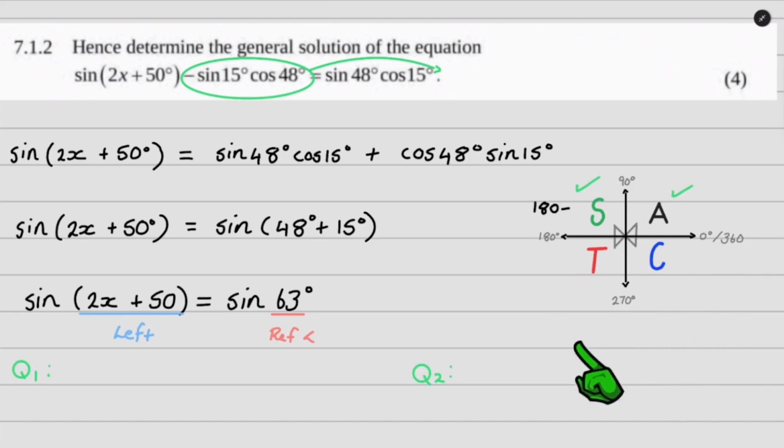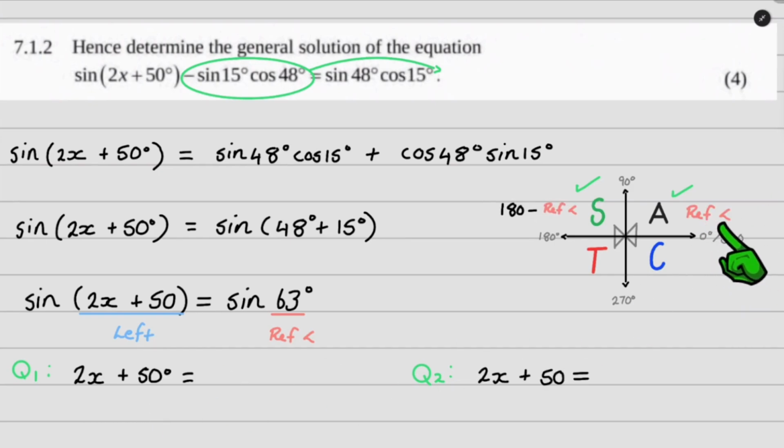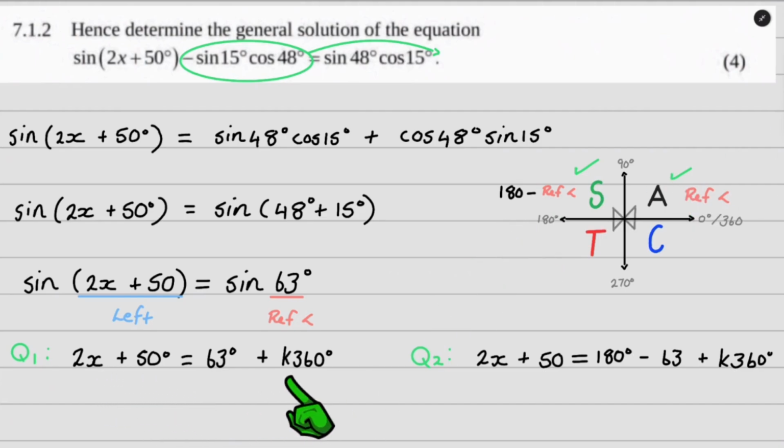So I'm going to set up 2 general solutions. One of them is in quadrant 1. And the other one is in quadrant 2. So this angle over here goes on the left. And then in quadrant 1 you just use your reference angle on this side. And for quadrant 2 you have to say 180 minus my reference angle over here. And then because we are working with sine, we need to say plus k360 after each of these to form the general solutions. And then for each equation, I'll just solve for x.